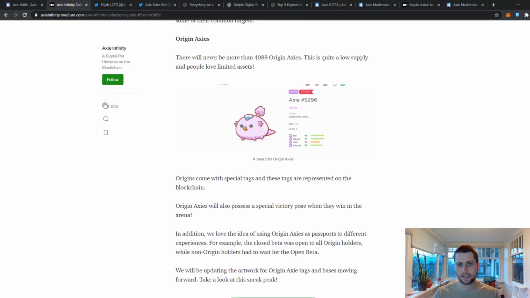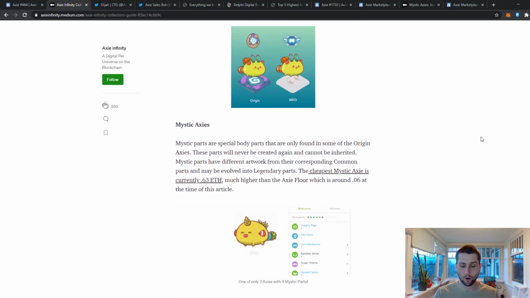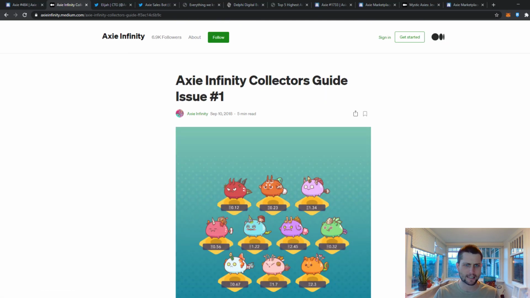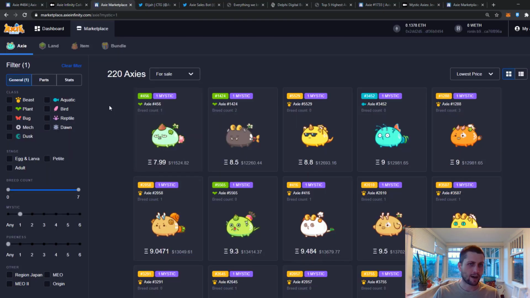And already we've seen mystic Axies appreciate over tenfold in the past few years. The cheapest mystic Axie was 0.63 Ethereum back in September of 2018. Now we can see that the cheapest mystic is 8 Ethereum. And I just think this is going to continue, especially with scaling solutions on the way and land play to come. The game is just rising at a ridiculous rate in terms of popularity.